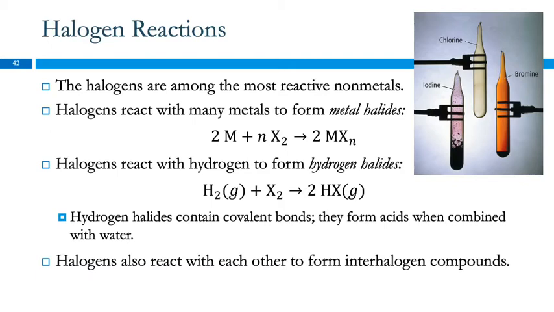So halogens react with many metals. We just saw how they react with the alkali metals. They can react with other metals as well, and the exact ratio would depend on what charge that metal ion takes. We also see that hydrogen reacts with the halogens to make hydrogen halides. These are molecular compounds, but when they're dissolved in water, they are acids. You can also form compounds between the different halogens.